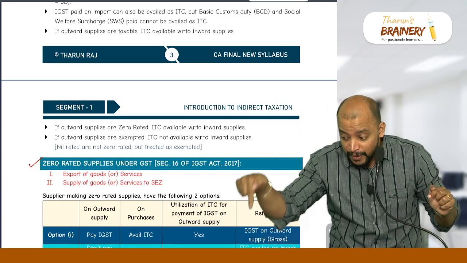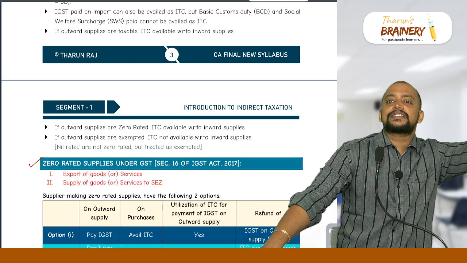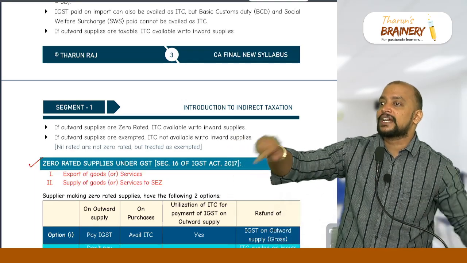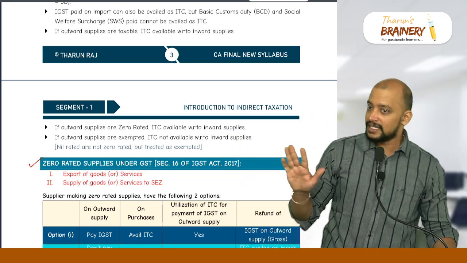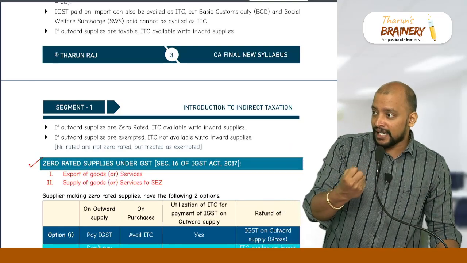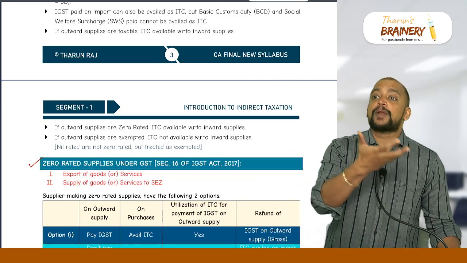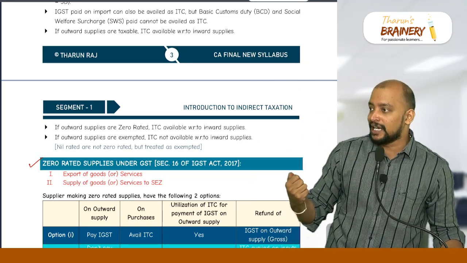For this exempted product, what are all the inward supplies I have used? Those inward supplies used for the exempted product, I cannot take ITC. Is it clear? Then, what if I have inward supply which is commonly used for both taxable and exempted? I can take proportionate ITC, I cannot take full ITC.